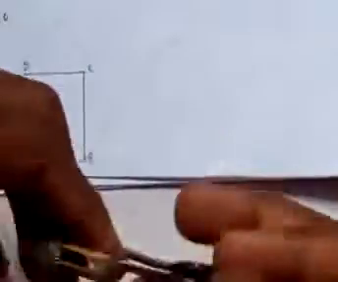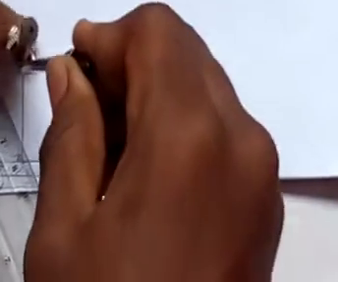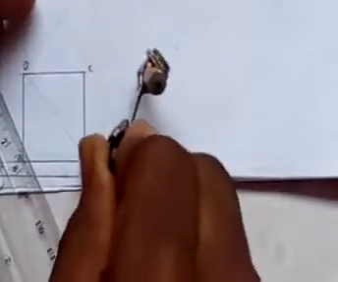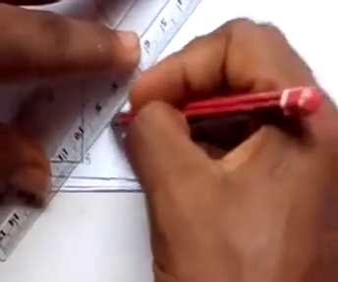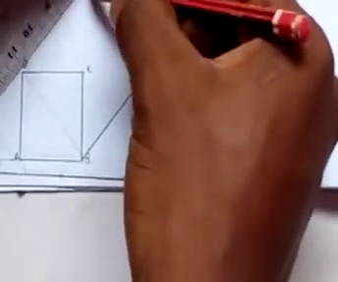Then open your compass to the length of the diagonal. That's it here. Then we'll cut on those perpendiculars. So then we'll join those intersections together. Then when we are done joining all the four edges of the square, we'll get the square, which is twice in area of the original square.